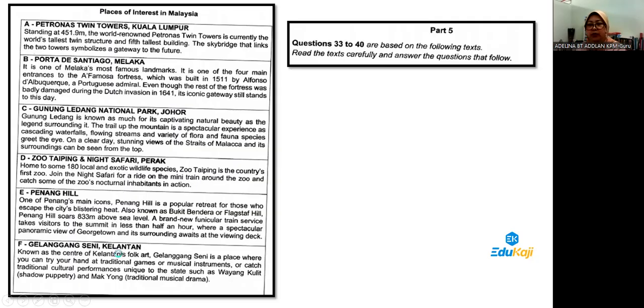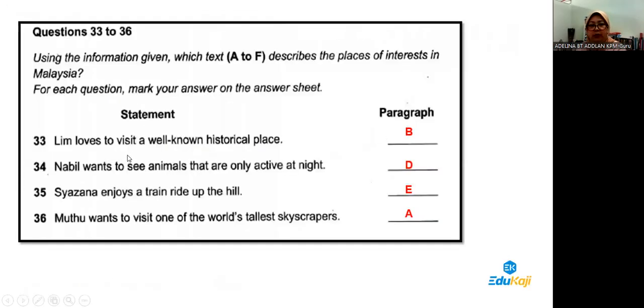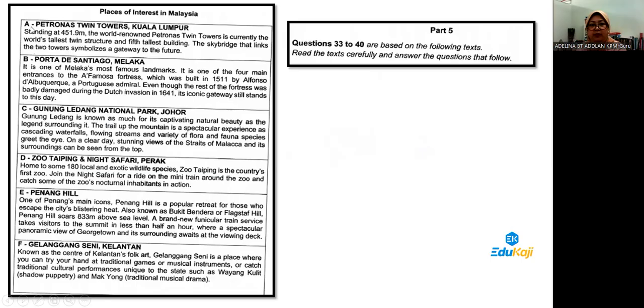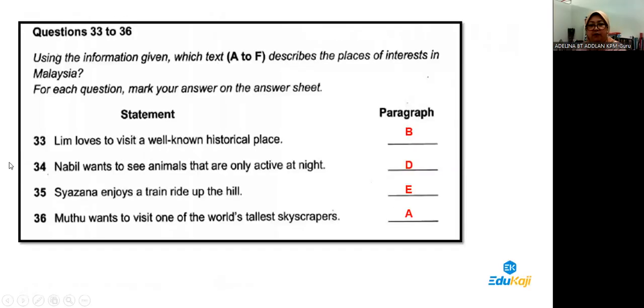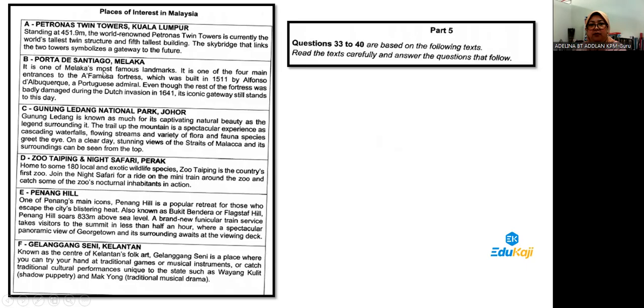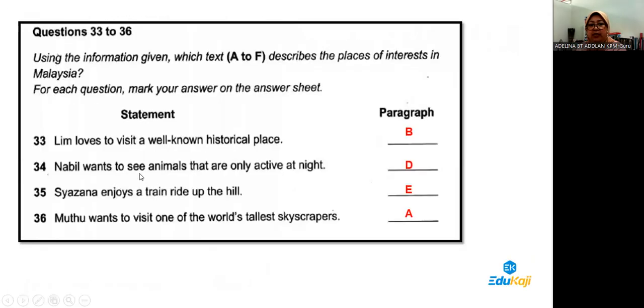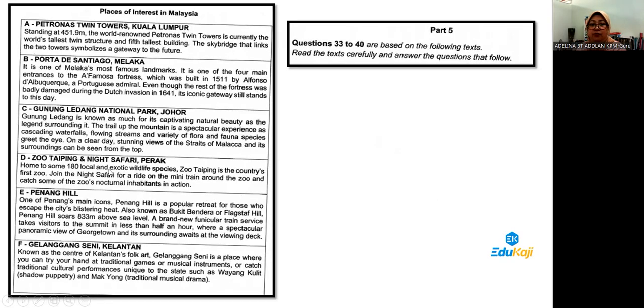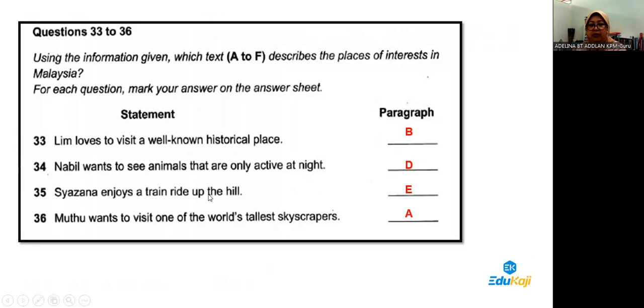Okay, let's look at the question. For the first part of the question, a situation is given to you, and again, students have to actually pick from the given paragraphs here, A, B, C, D, E, F, which suits the given statement. So for number 33, when you're talking about a historical place, the answer is B. Why? Because this is actually a famous landmark in Malacca. Number 34, want to see animals at night, therefore you go to night safari. Okay, it's a D.